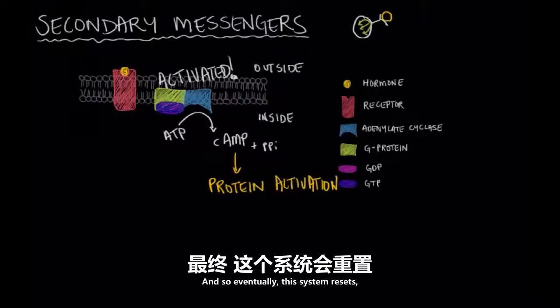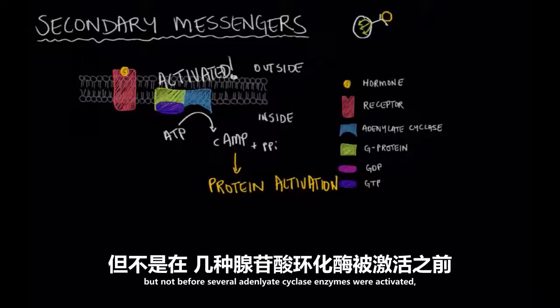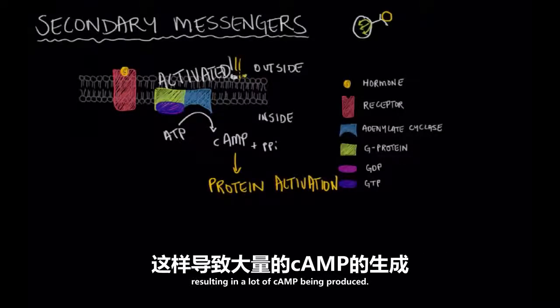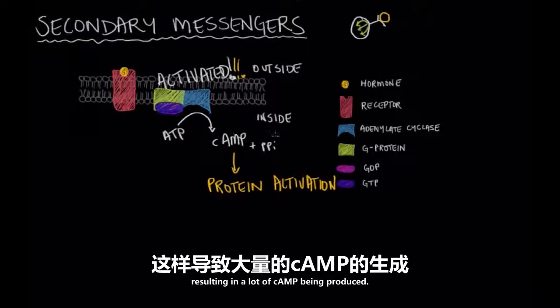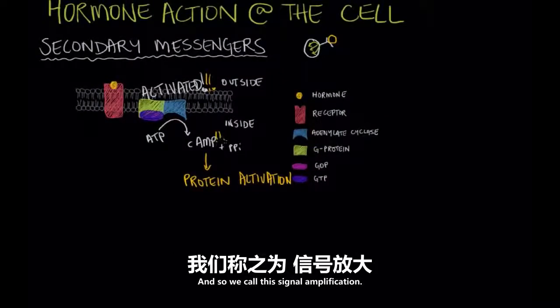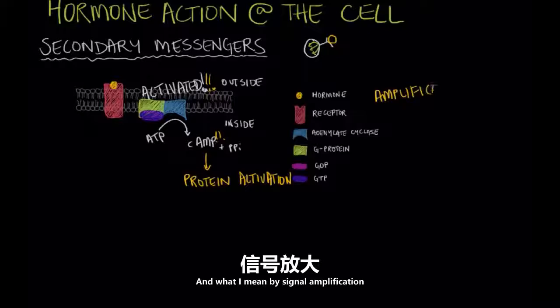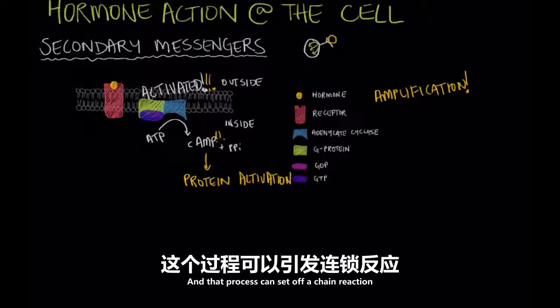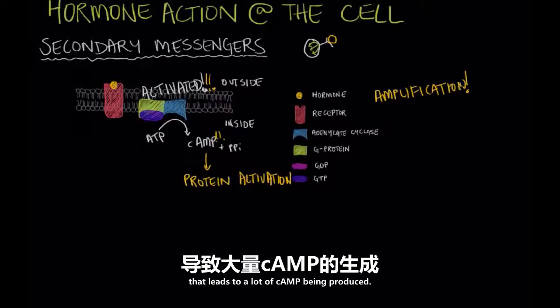And so eventually this system resets, but not before several adenylate cyclase enzymes were activated, resulting in a lot of cAMP being produced. And so we call this signal amplification. And what I mean by signal amplification is that in theory one hormone can bind to a receptor, and that process can set off a chain reaction that leads to a lot of cAMP being produced.